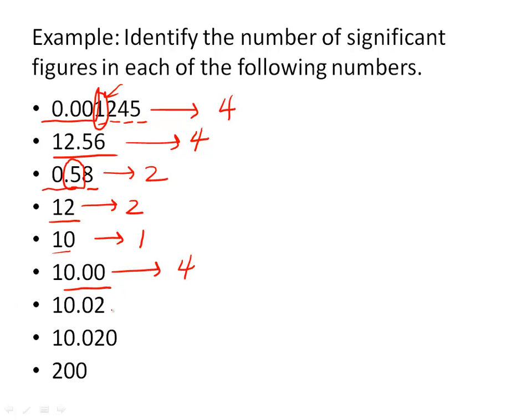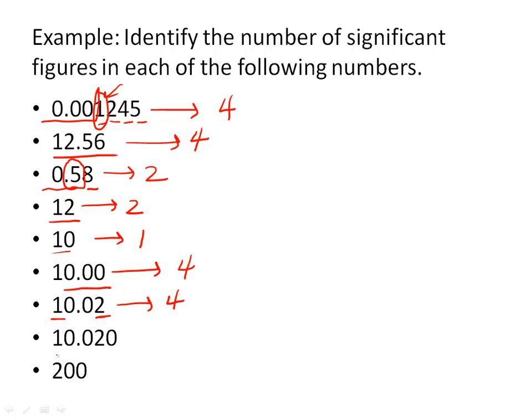What about 10.02? How many sig figs are in that number? These 2 zeros, they're between 2 non-zero digits. Remember, one of our rules was zeros between non-zero digits are significant. Because they're between non-zero digits, all 4 of these are significant.